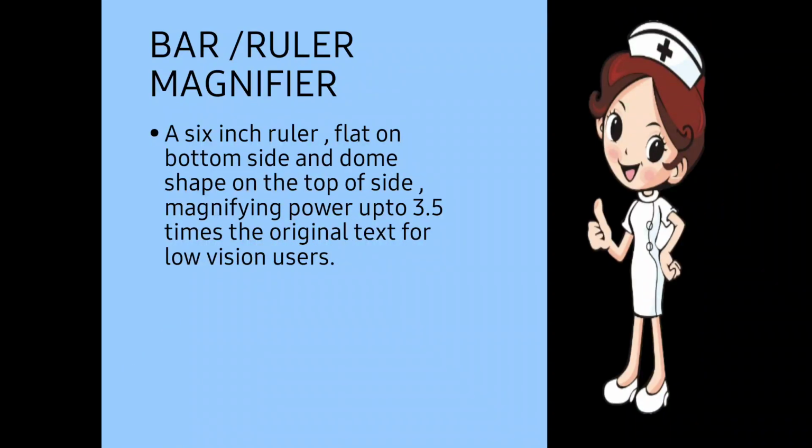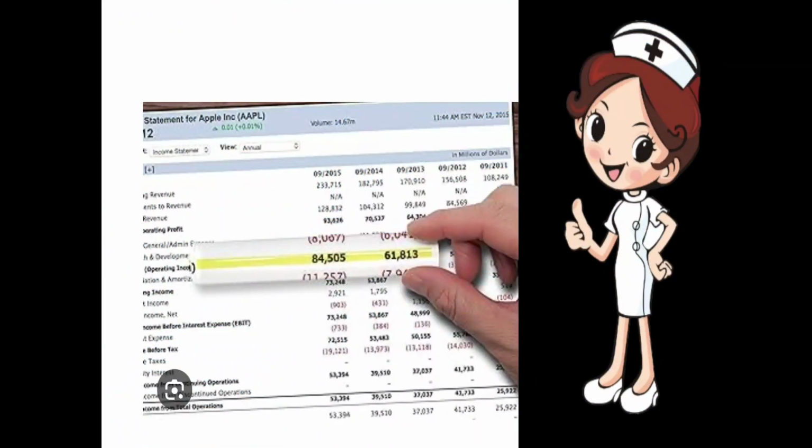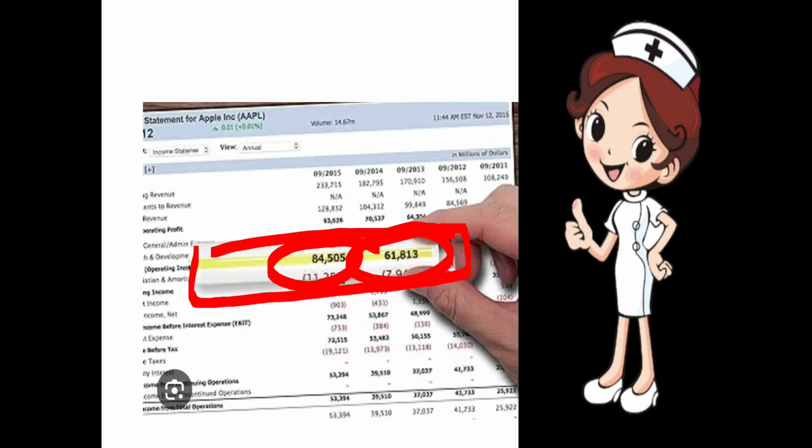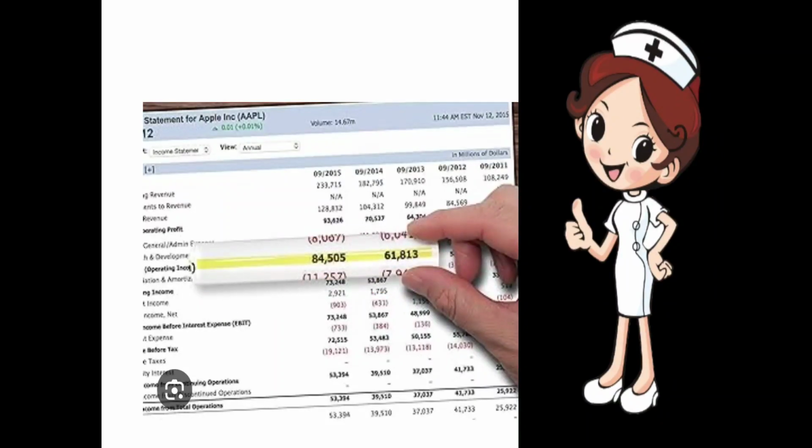Next one, bar and ruler magnifier. A 6-inch ruler, with a flat bottom side and a dome shape on the top side, magnifying up to 3.5 times the original text for low vision users. You can see that this is the ruler. This type of ruler is given. If you hold it and place it somewhere, it will magnify the numbers. You can notice that the size of this number and that number is very different. In this way we will use the bar ruler.